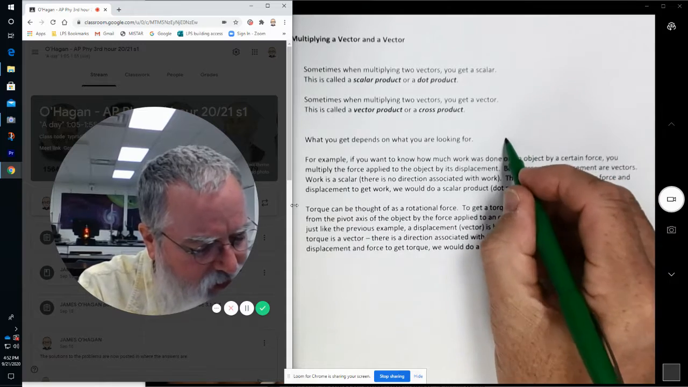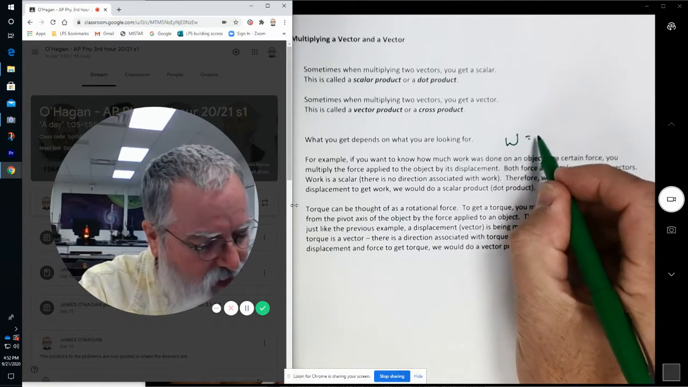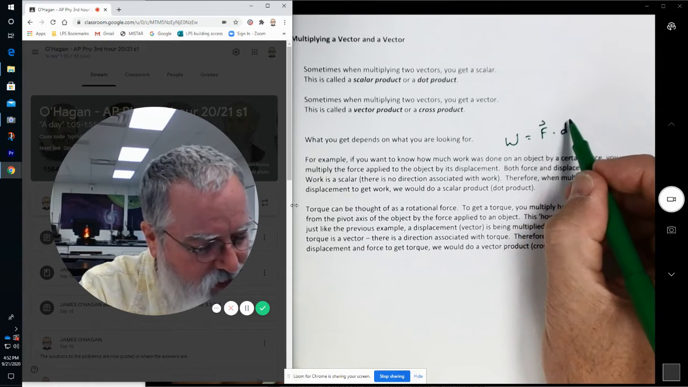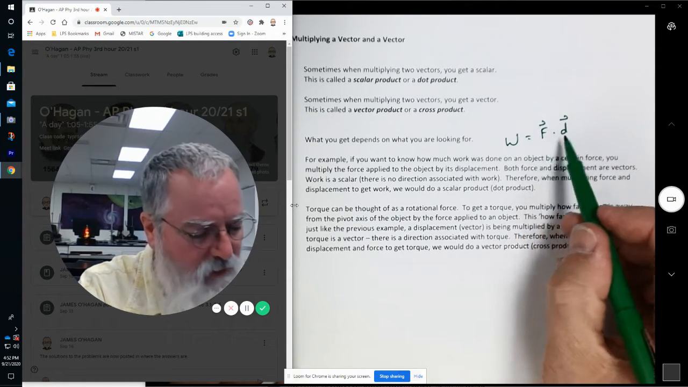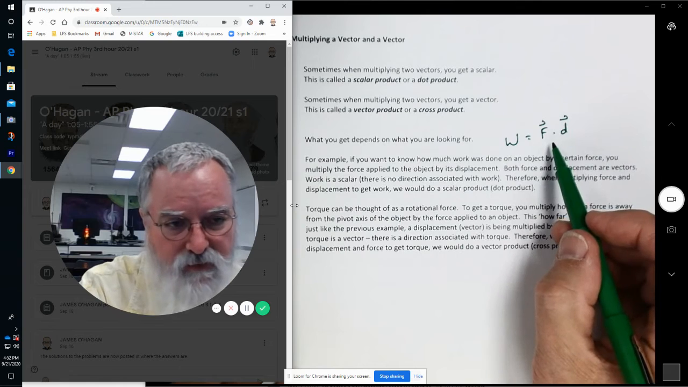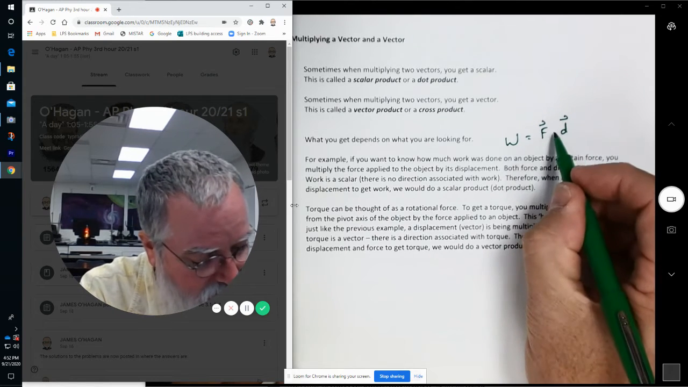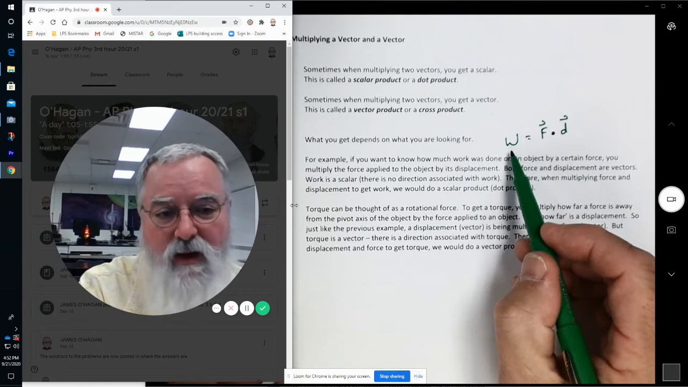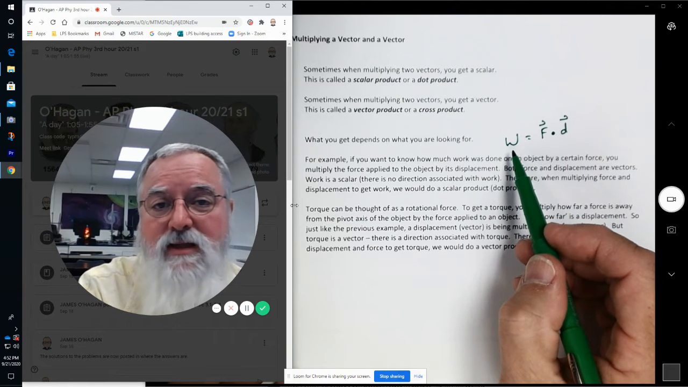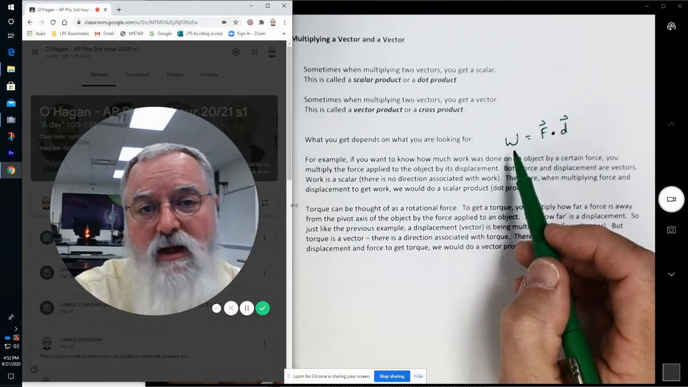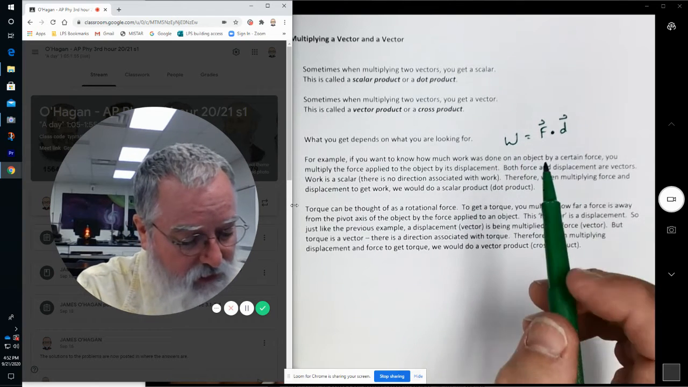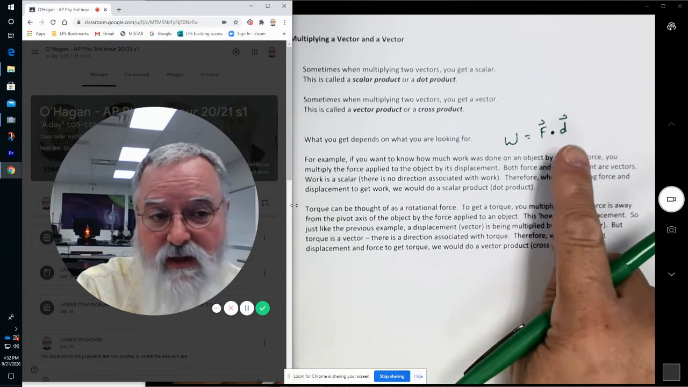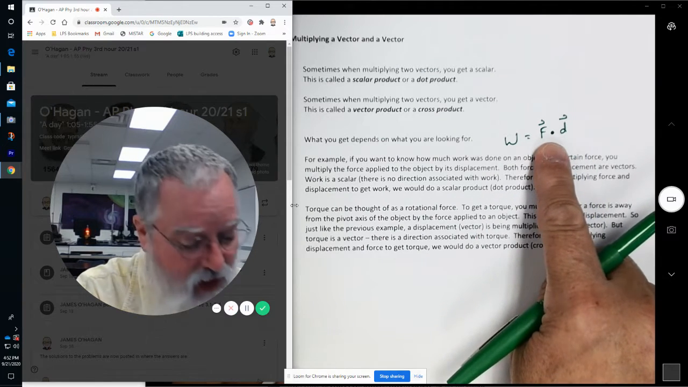Example number 1. There's a lot of words here, I'm just going to talk about it. We have this thing called work. Work equals force times how far. Force is a vector, how far is a vector. When I multiply these two things together, I'm doing a dot product, or a scalar product. I'm going to get back the amount of work, and work is a scalar. There is no direction associated with work.